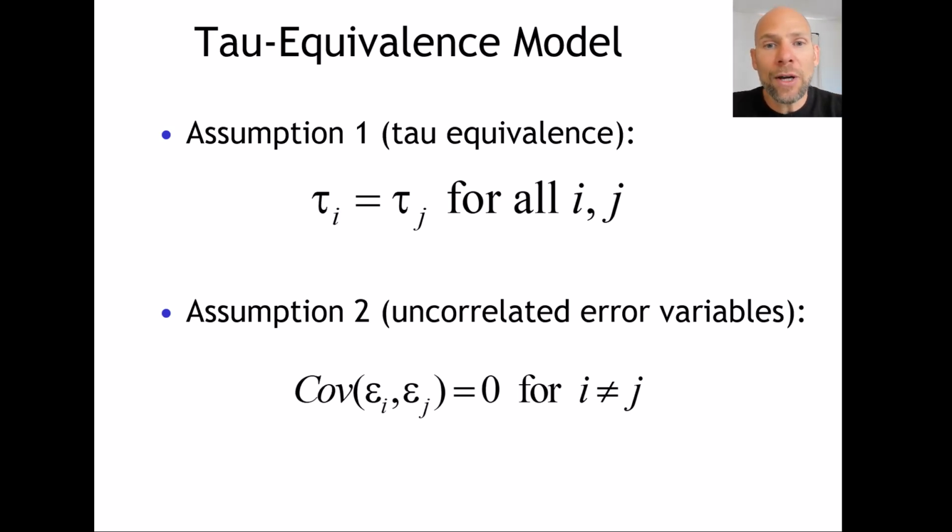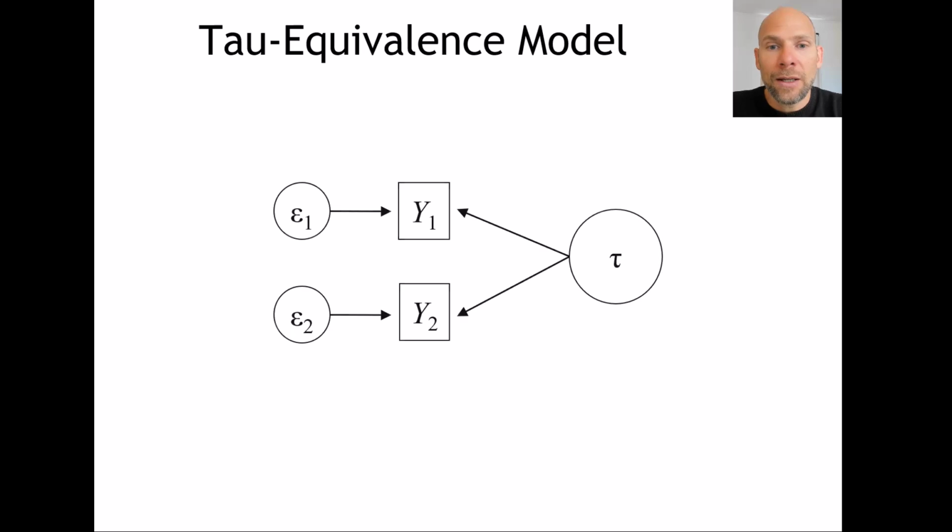Now, the tau-equivalence model then leads to a path diagram that again looks the same. Again, we have loadings fixed to 1 in this model when it's estimated as a confirmatory factor analysis model. And we're still assuming that there's only a single common true score variable that is identical to all of the individual true score variables.